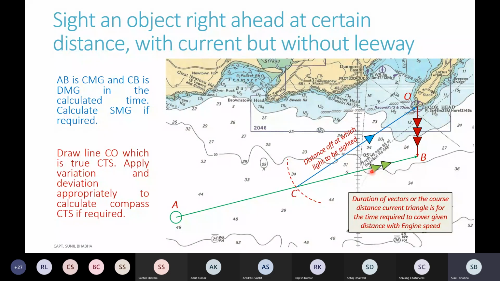So in fact, this question can be asked to you in a different language. Instead of asking you to find the course to steer so that this lighthouse can be sighted right ahead at this particular distance off, they can also ask you that if you are moving on this particular track, find out at what time this lighthouse will be crossing your bow. Because you see, the Charlie point is also the point where the lighthouse is going to cross from starboard bow to the port bow. So in some of the questions, the wording may be twisted slightly, and they will tell you to find out the position at which this particular lighthouse crosses your bow.